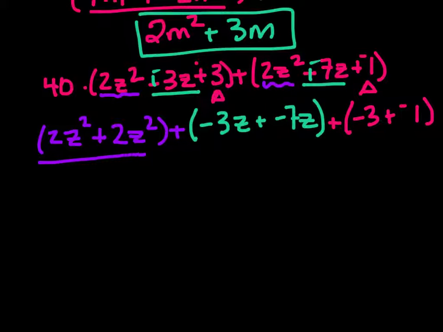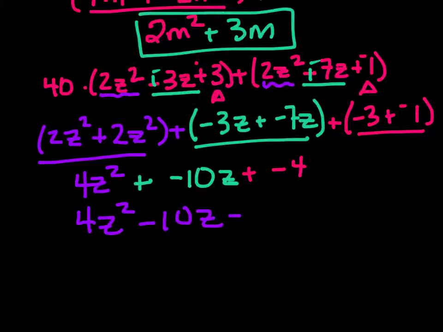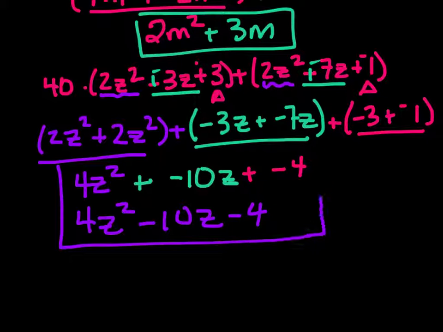So 2z squared plus 2z squared, we have 4z squared. Nothing happens to those exponents when we're just adding. Then we have negative 3z plus negative 7z, so we have negative 10z. Awesome. And our last little bit, negative 3 plus negative 1 equals negative 4. So that is final answer, but this is also final answer. 4z squared minus 10z minus 4. So either form of that works. Either form.